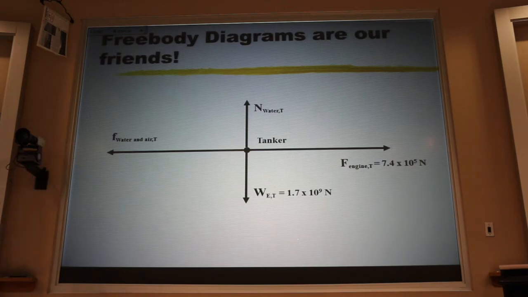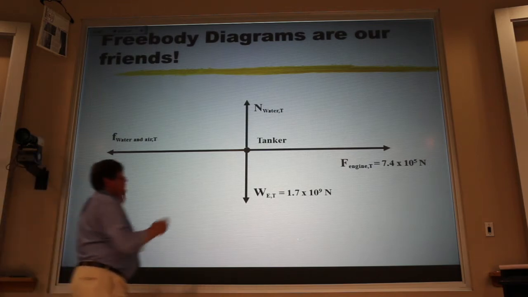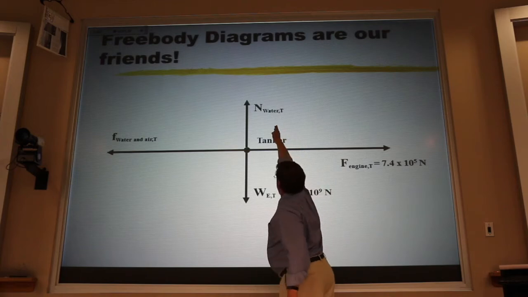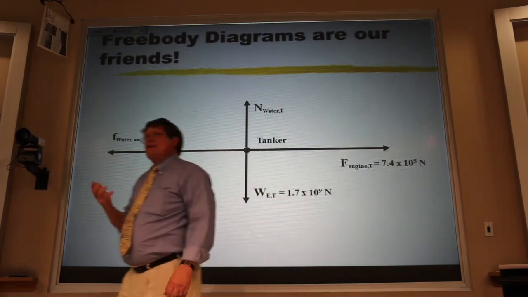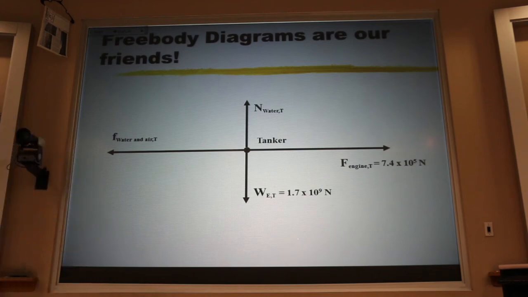Because this tanker's going at constant velocity. This diagram has to scream balance. So this force has to be that big, and this force has to be this big. Okay? So it's really not that hard if we just follow the recipe.